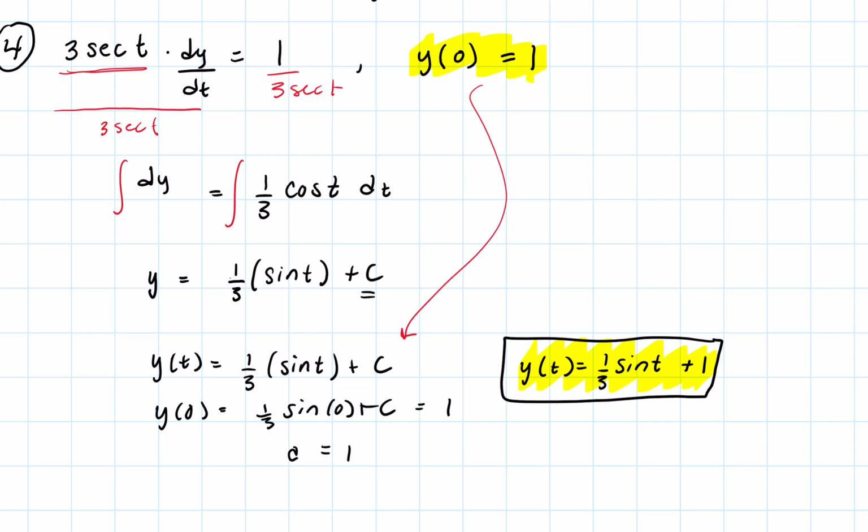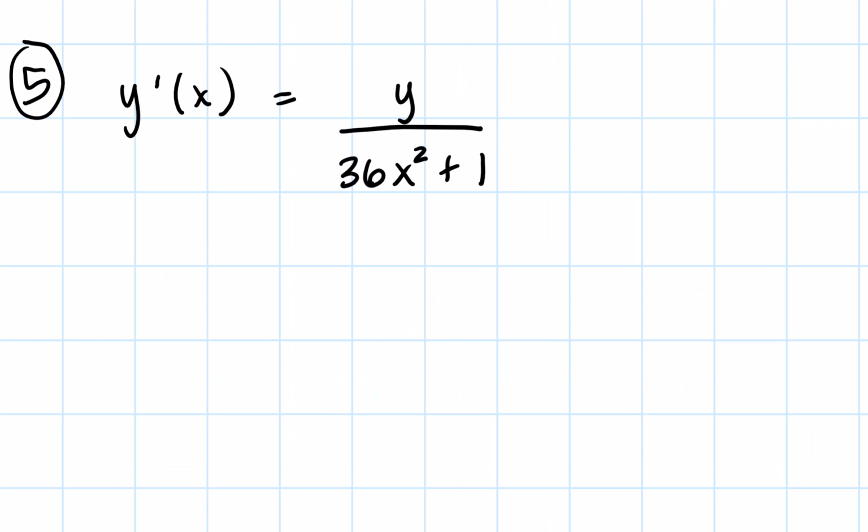Let's take a look at another one. Okay, so let's take a look at this problem. y prime of x is equal to y over 36x squared plus 1. So we can see right here that it is already separated. So this is definitely a separable equation. We're looking for the solution y of x, if we can write it explicitly, but we're looking for a solution to this differential equation, a function that would satisfy this differential equation.